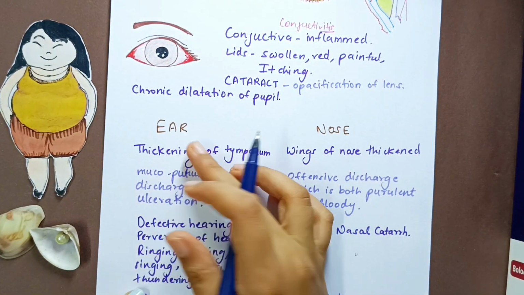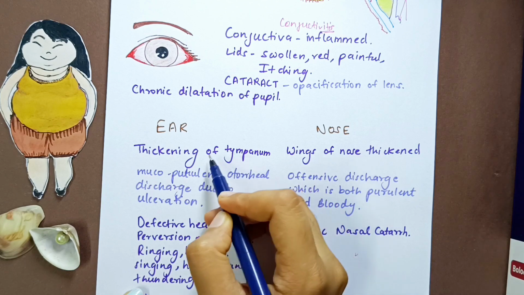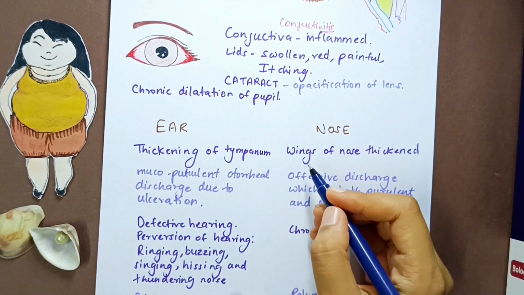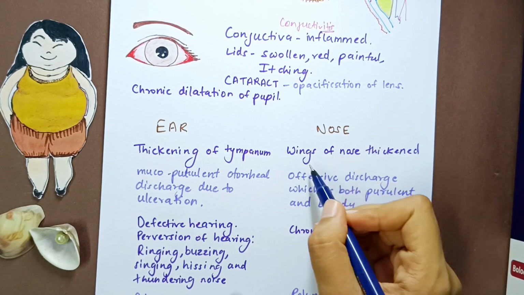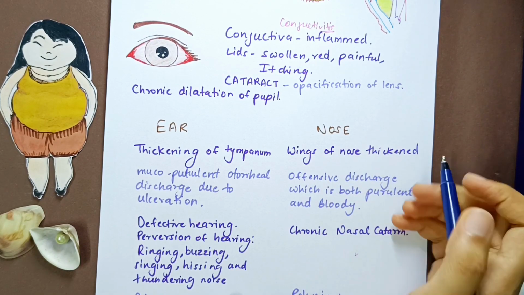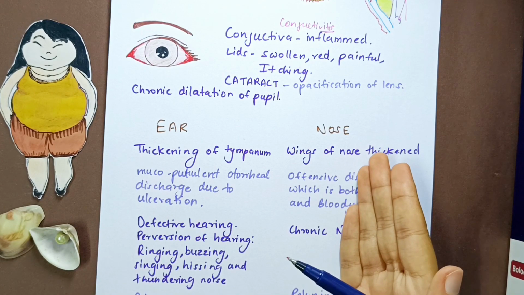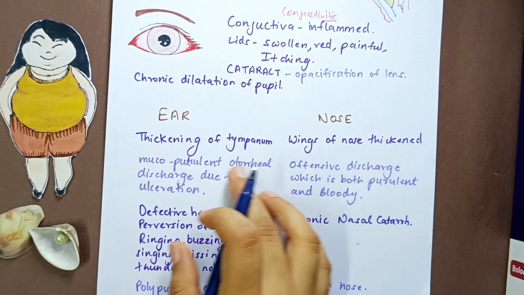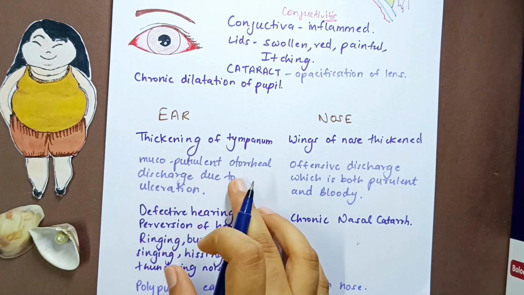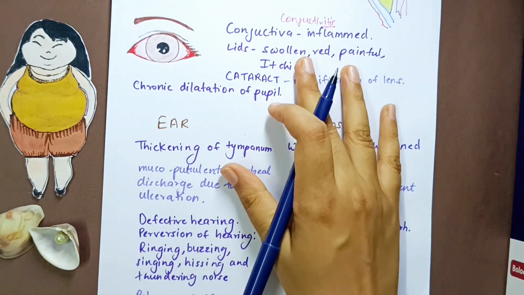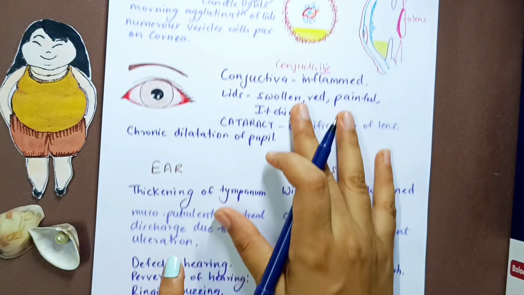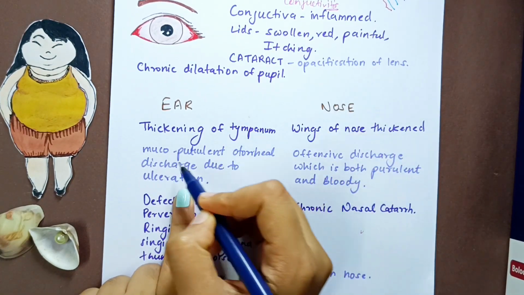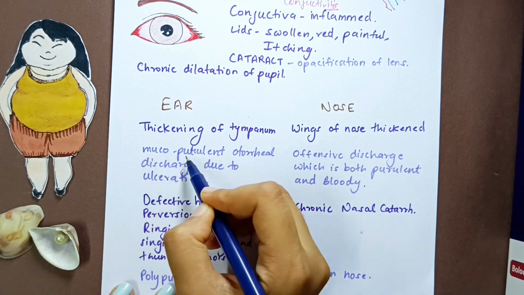So in ear, there is thickening of tympanum. Okay, tympanum is the eardrum and it gets thickened. In the same way, in nose, NM Choudhuri says that the wings of the nose get thickened. So there is thickening in both of them. Then there is mucopurulent otorrhea, meaning discharge from the ear, due to ulceration. So see, even the cornea was ulcerated. Now there is ulceration even in the ear. And along with that, there is mucopurulent discharge.